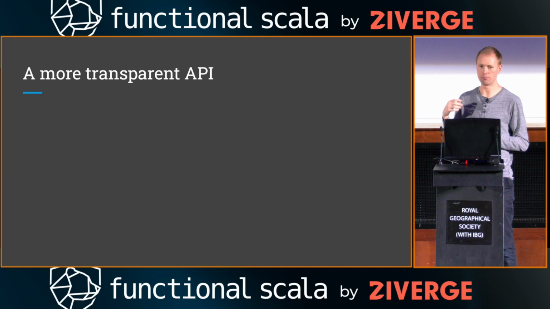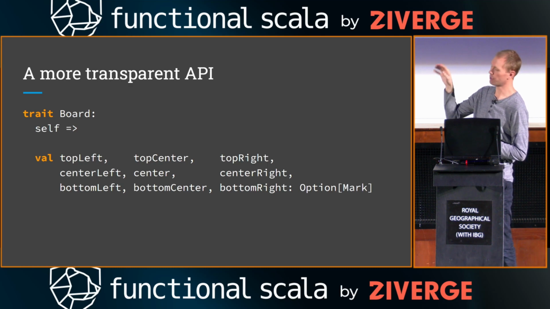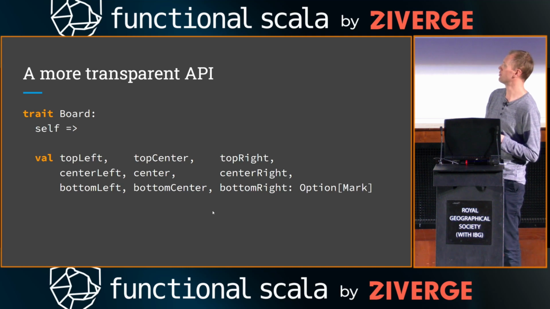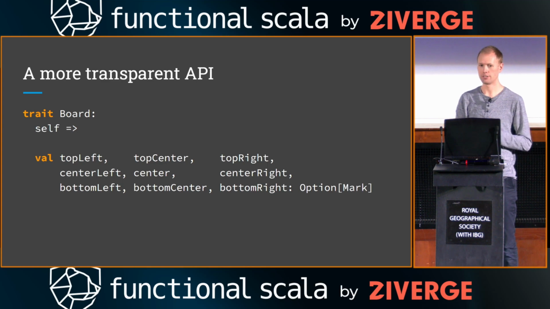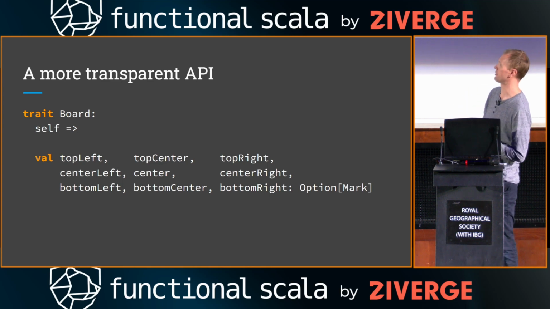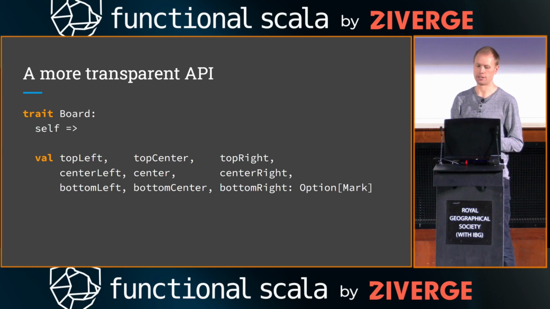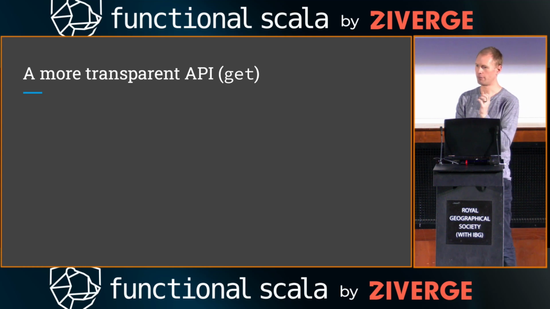So let's take this board, this tic-tac-toe or noughts and crosses game, and let's make things more transparent to the API user. So we have a board, and we're going to refer to this self-reference later, so we can just ignore that for now. But we are going to go ahead and expose all of the marks on the board to the user. So we have the top left all the way up to the bottom right. They're all option marks. They might have a mark there, they might not. Now when we have that, we need to change up our get method.